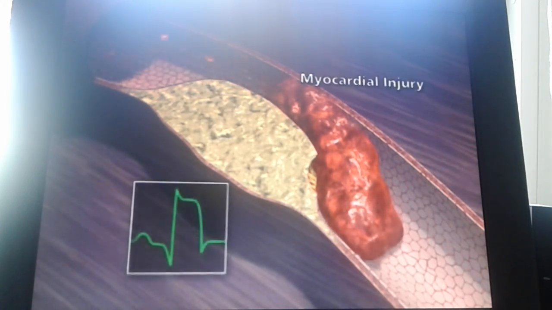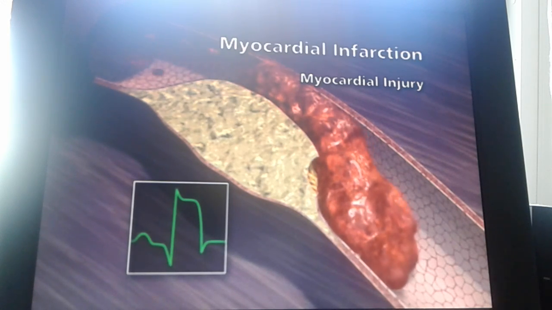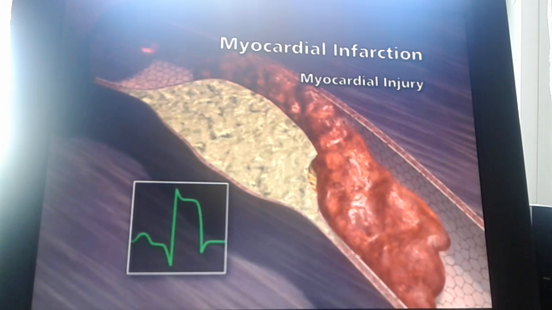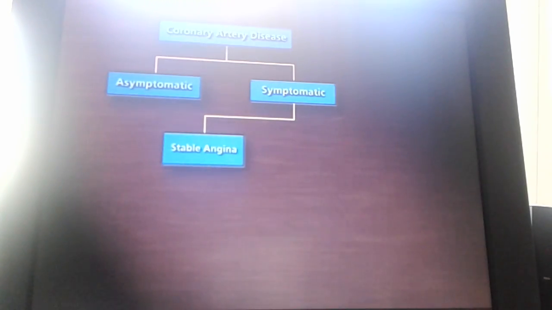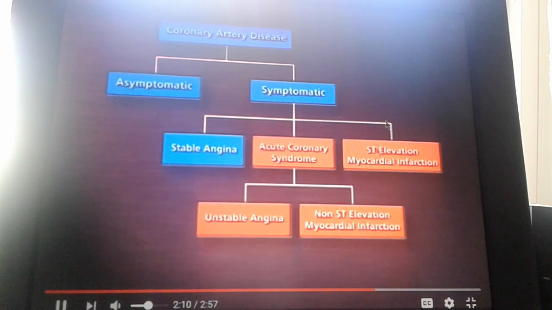In contrast, when the thrombus completely occludes the vessel, the myocardium is injured, and the syndrome of ST segment elevation myocardial infarction develops. In summary, patients with coronary artery disease may be asymptomatic, they can have stable angina, or they can suffer an acute atherothrombotic event.